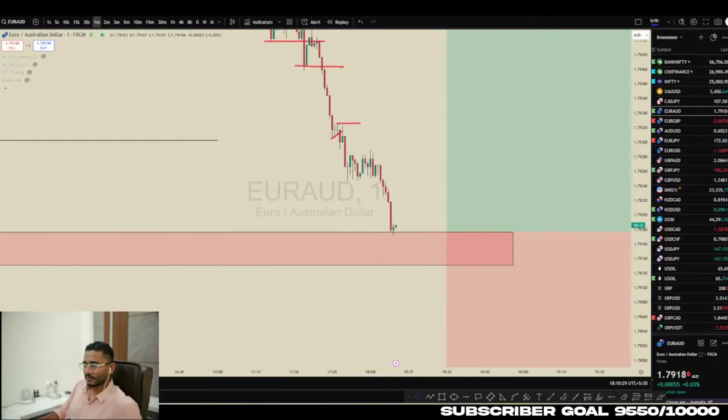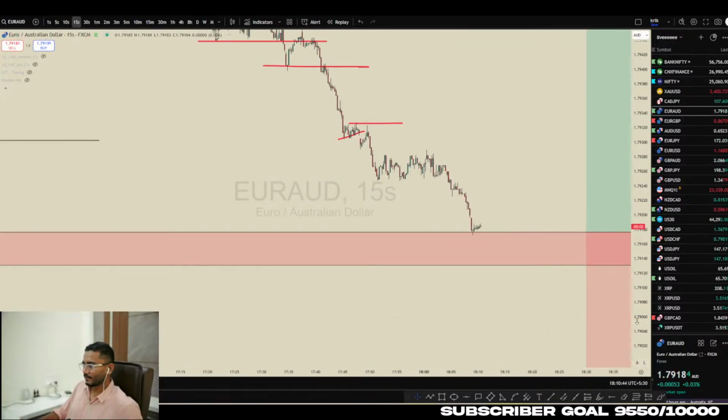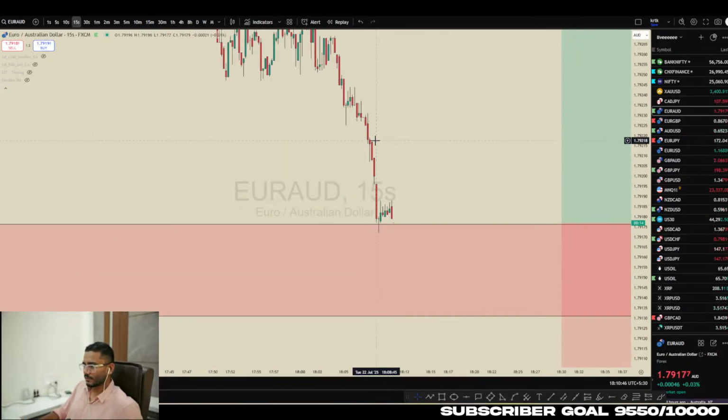Here, this is the single candlestick which tapped out of the block. So we want price to break this candlestick again, and then it should do a lower time frame sweep. So I'll show you on 15 seconds. Okay, so this is the move which created this new low.